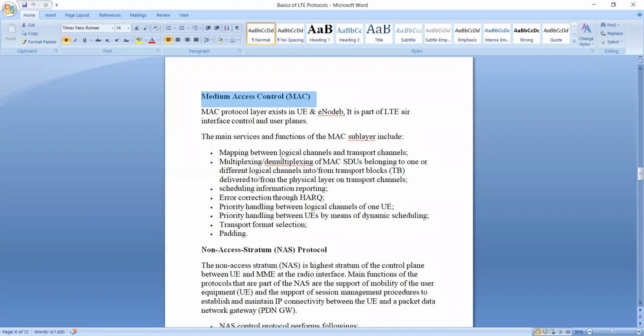Many responsibilities of this layer are mapping between logical channels and transport channels. You will not understand these things now, what is a logical channel, what is a transport channel. We have a channel class, I will discuss it in detail there. So write down this important point: it is responsible for mapping between logical channels and transport channels, multiplexing and demultiplexing. No need to write all these things, just write multiplexing and demultiplexing.